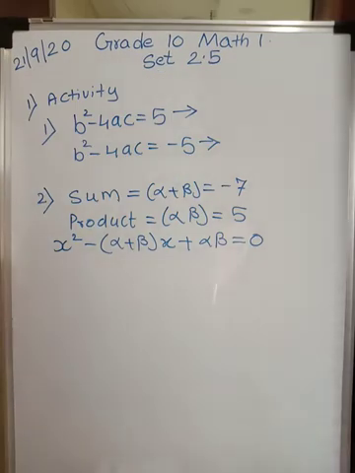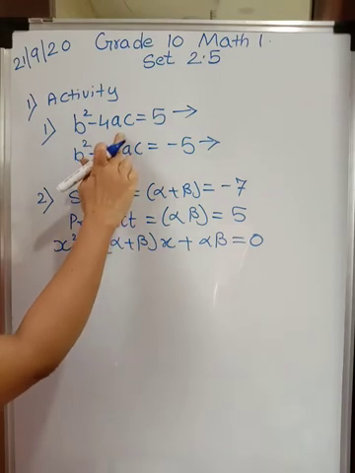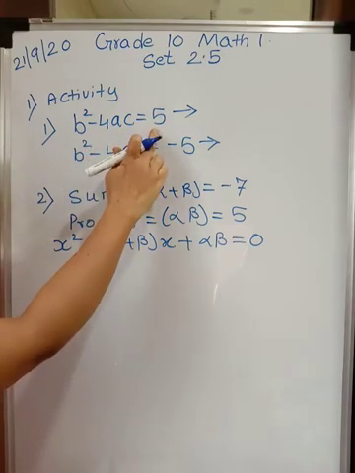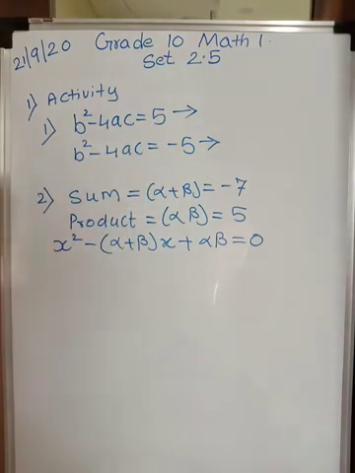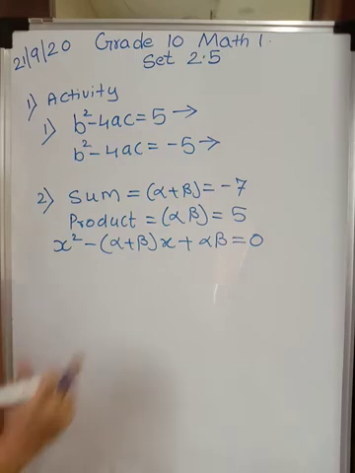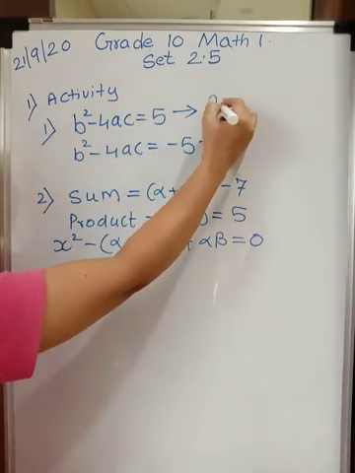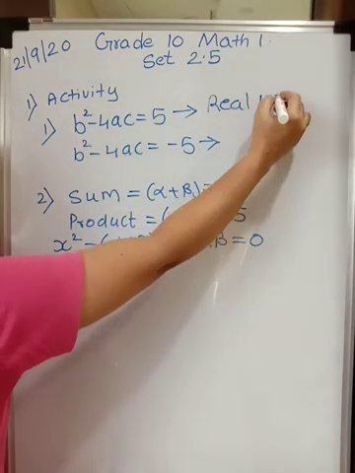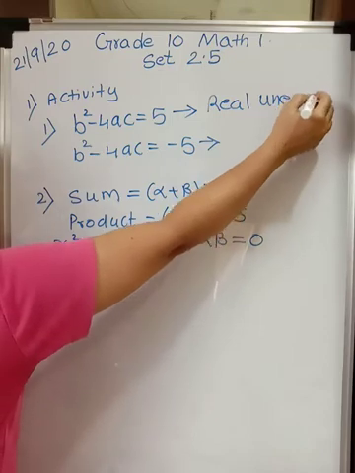Now see set 2.5. In the first question there are two sub questions. First, they have given the b square minus 4ac value and you have to find the nature of the roots. Now see, b square minus 4ac, that means delta, the discriminant, is positive 5. So what will be the nature of the roots? If it is positive, then the roots are real and unequal. Just now we have seen.